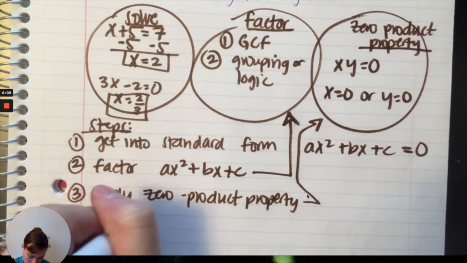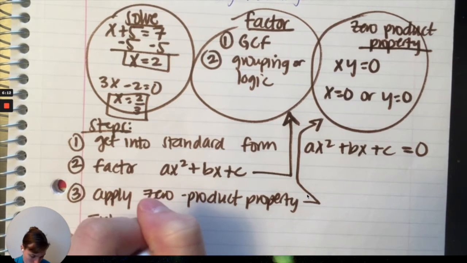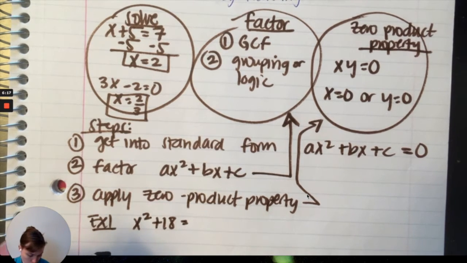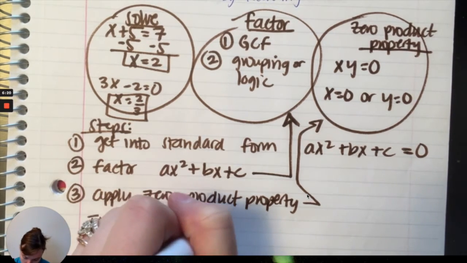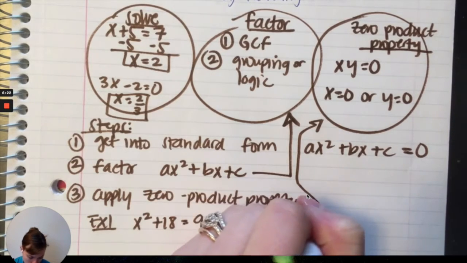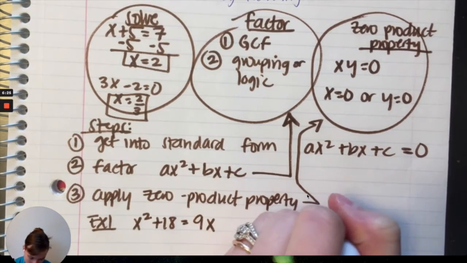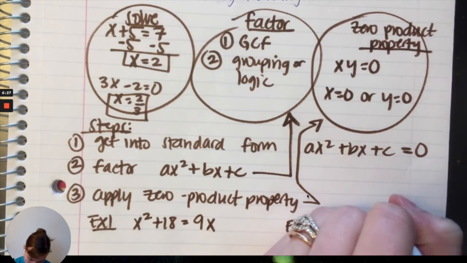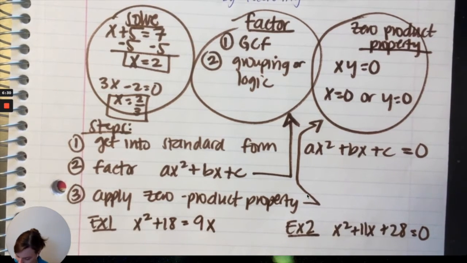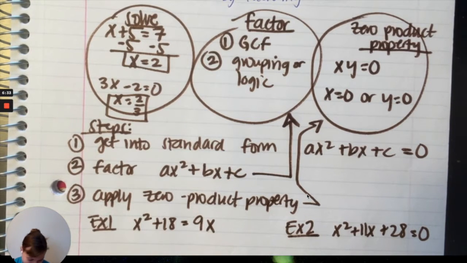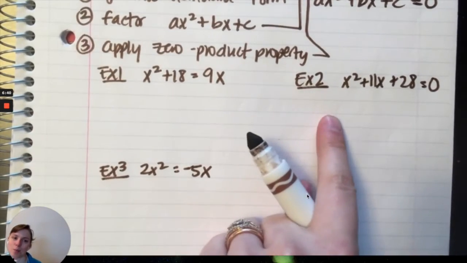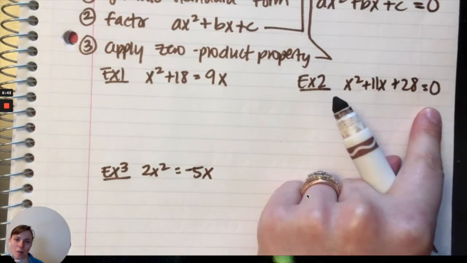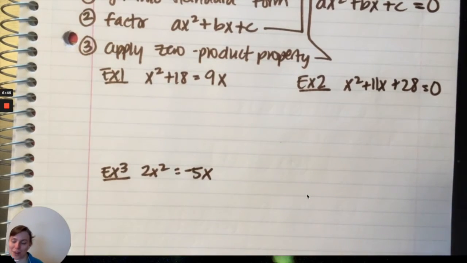Example 1 is going to be x squared plus 18 equals, we're doing 3 examples. So I'm going to do this one, I guess, first. Example 2 is going to be x squared plus 11x plus 28 equals 0. I added examples to my work. So we're going to do 3 examples. Example 3 is 2x squared equals negative 5x. Okay, there we go. So I'm actually going to start with example 2 first, just because this is already set up equal to 0, and then we'll figure out example 1 and 3 later.